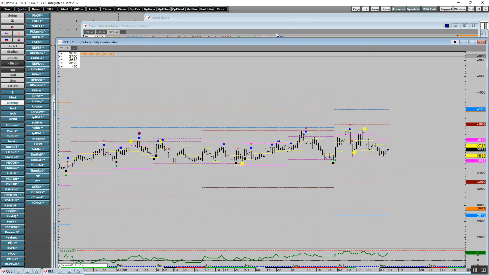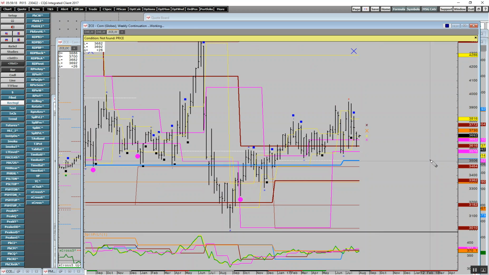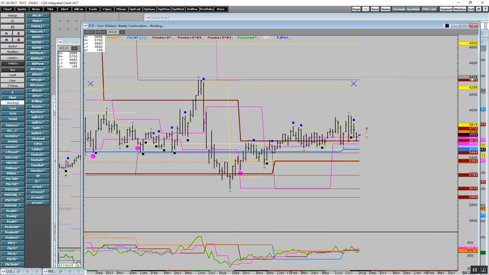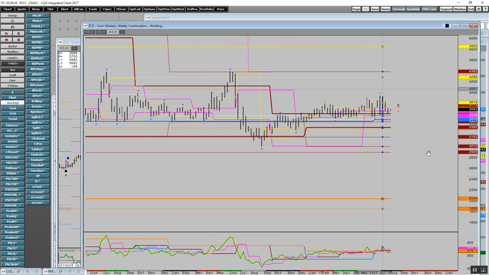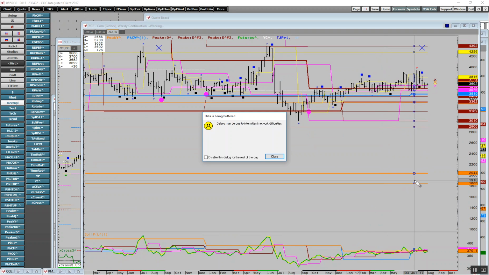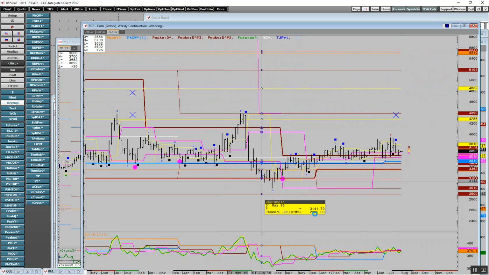But if I look at corn, okay, so looking at corn is different to wheat because you'll notice this annual level is below with corn, whereas in wheat it was above. So corn's actually already above support to some degree.